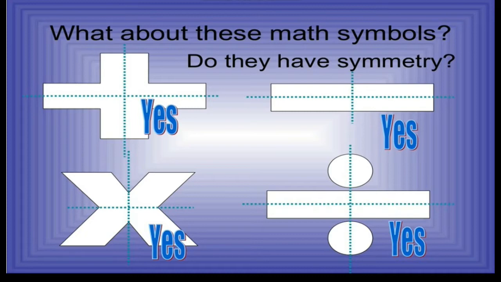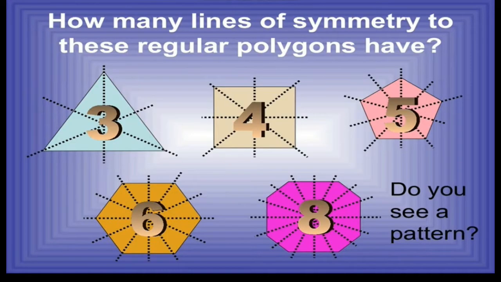What about these math symbols? They are plus, minus, multiplication, division. Do they have symmetry? Yes, you can see the dotted lines showing the lines of symmetry, and they all have 2 lines of symmetry.